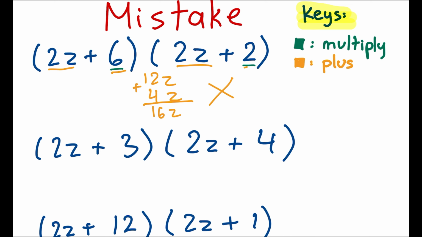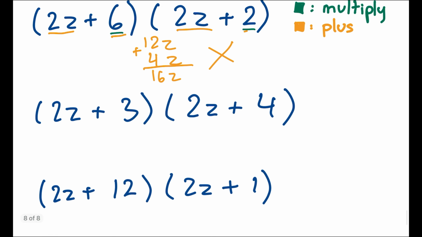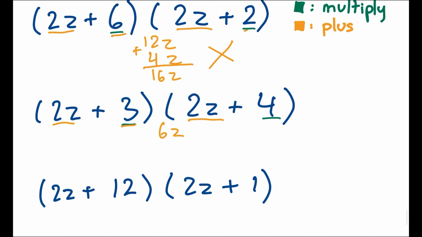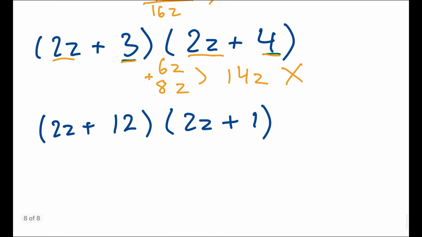That is not what we want. We want 19. So this one is a no. And you try another way. Same thing with the multiply. 3 times 4 is 12. You got the 12 check mark. Now you worry about the middle number. So 3 times 2z, you will get 6z. 2z times 4, you will get 8z. So plus them up together, you will get 14z. And we want 19. So this one is incorrect as well.